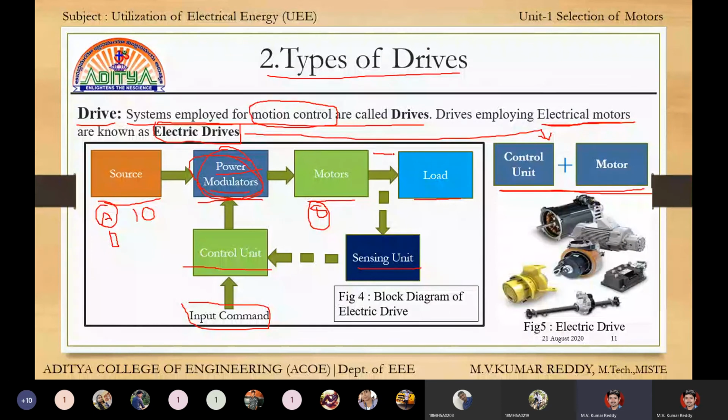After giving output, this output is sensed by the sensing unit. If the required output is obtained, then the sensing unit stops giving signals. If the output is not reached, then the sensing unit gives a signal to the control unit. This is the error. This error is modified in the power modulator and given to the motor, and the motor gives an output. This is a closed loop system.